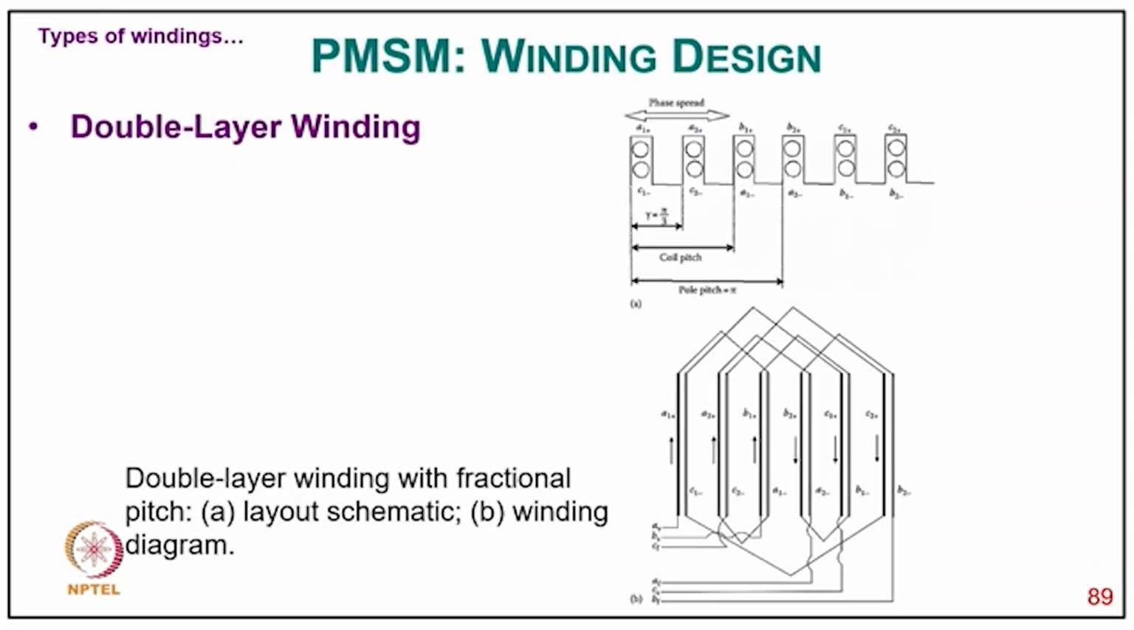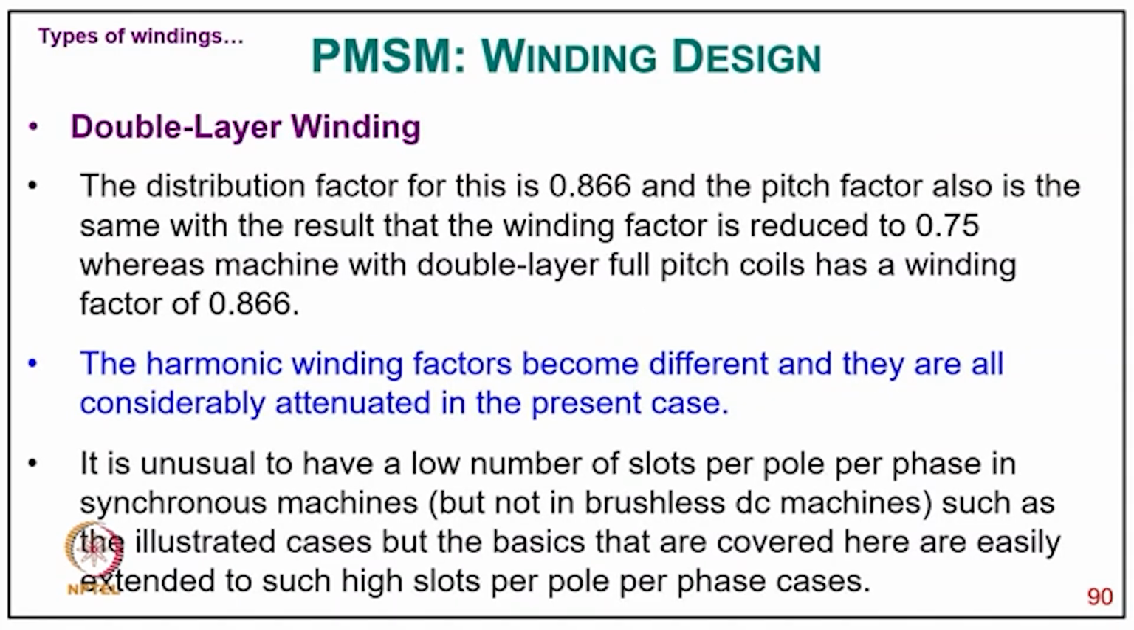In the next you can call pole pitch as part of the return conductor in top layer and bottom layers. Double layer windings with the fractional pitch winding, the layout and winding diagram. So the distribution factor for this is 0.866 and the pitch factor also is the same as that. The winding factor is reduced to 0.75, whereas the machine with double layer full pitch coils has a winding factor of 0.866, and the harmonic winding factors become different, and they are all considerably attenuated in the present case.